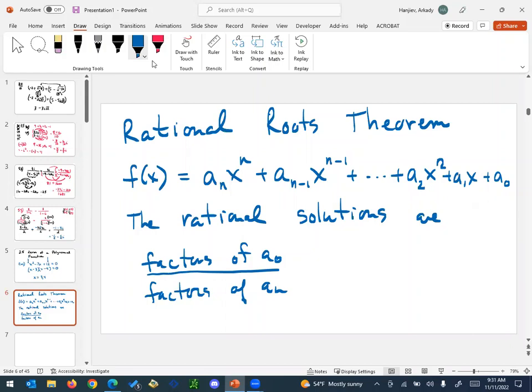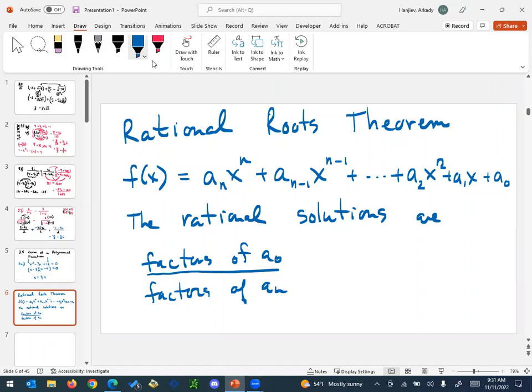All right, class, let's see. We're going to do an example in just a second, but it says the rational solutions are factors of a sub 0 divided by factors of a sub n. This a sub 0 just means a constant at the end. I just want you guys to write down the theorem, then we'll go on to example number 2. The whole point of this is to be able to solve polynomial equations. That's what we've done this for.